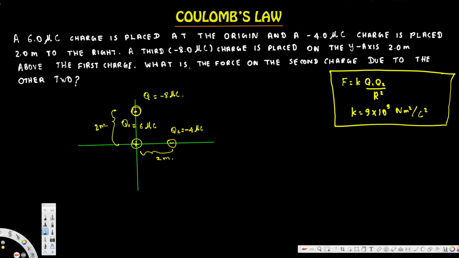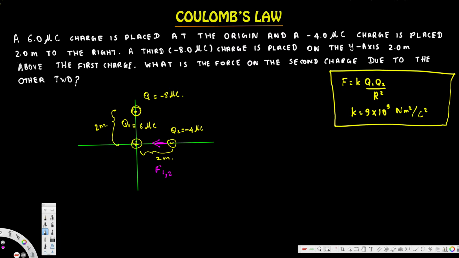Now the question is asking what is the force on the second charge due to the other two. So we are trying to find the force on this charge due to these two charges. We have to know that opposite charges attract each other, so we will have a force from this charge in this direction. Let's call this one F12, since it relates to the first charge and the second charge.